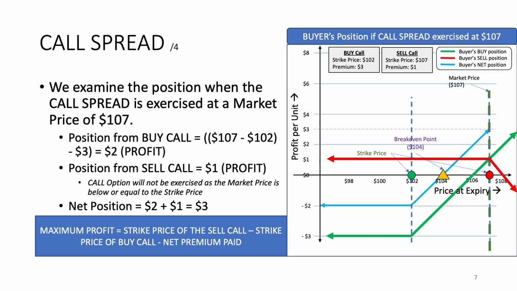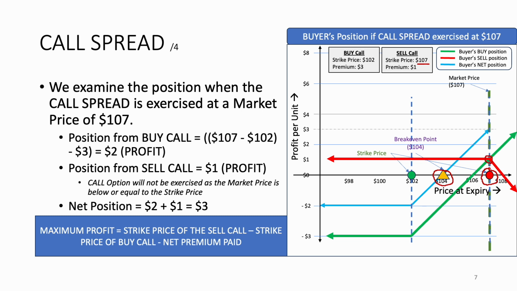So far, we have discussed the investor's position as long as the market price has risen to $104, where the investor breaks even. Now let's take another position where the market price has risen to $107. This point is significant because this is the strike price of the sell call that the investor has made. So the investor made a sell call at $107 at a premium of $1. So let us analyze what happens when the market value reaches $107.